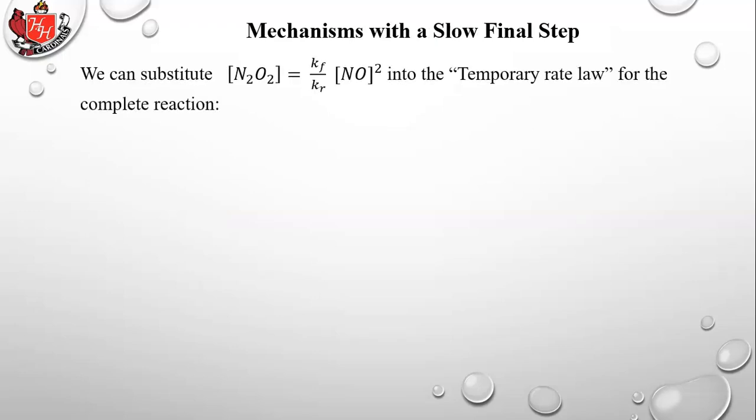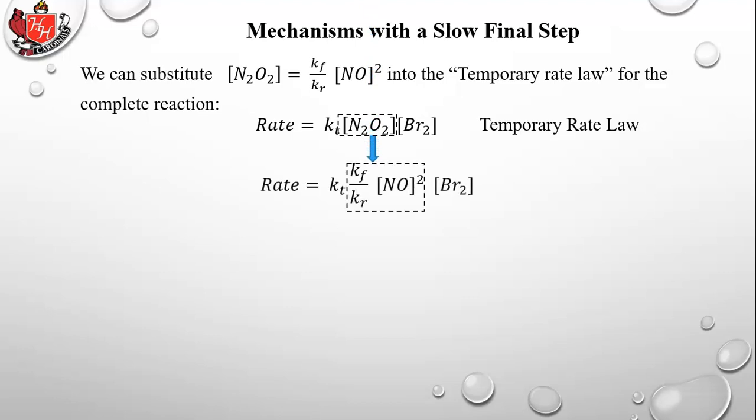We can substitute now the concentration of N2O2, which cannot be in our final rate law, for what we said it was equal to, Kf over Kr times the concentration of NO squared. So it's going to look like this. There's the temporary rate law. We're going to take the N2O2 and substitute that out for this, the Kf over Kr NO squared. Just a straight substitution. So now you have all these K's over there, Kt, Kf, Kr. Well, you can multiply Kt times Kf divided by Kr and combine them into a single constant. Remember, they're all just constant numbers.